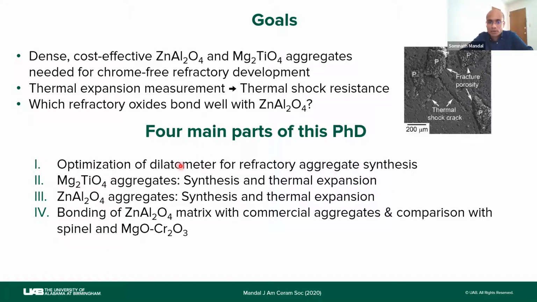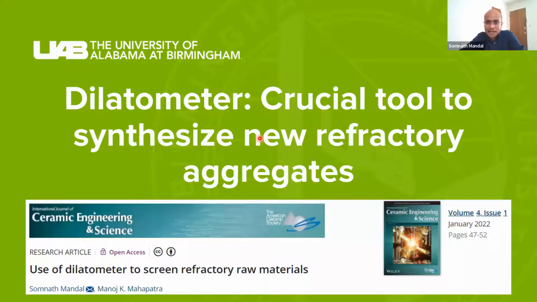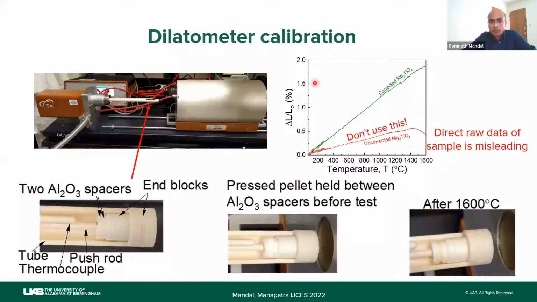So there are four main parts: optimization of the dilatometer, synthesis of magnesium titanate, zinc aluminate, and then bonding of zinc aluminate. The dilatometer optimization has already been published, and I'm going to go over the main takeaway points. Before getting into it, what you see here is that if you just use a dilatometer to measure the thermal expansion behavior of your sample, you get very misleading data. This data is not useful at all. You need to correct this with the spacer calibration curve, and only then do you get a proper value.